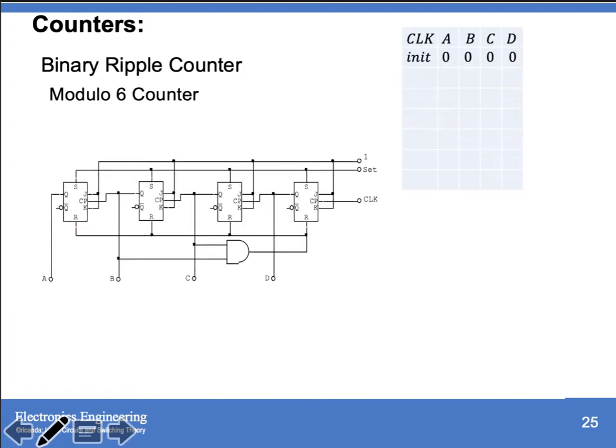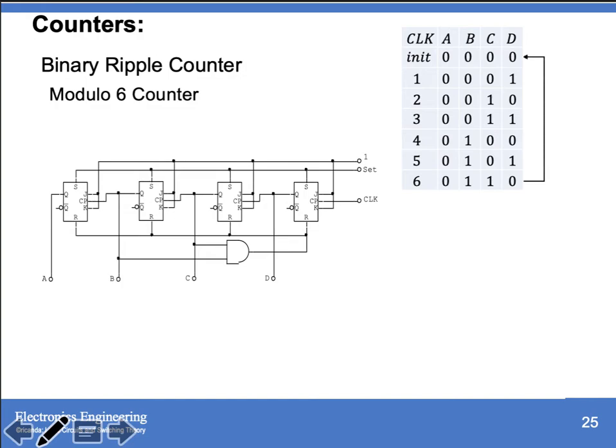Then we have a modulo 6 counter. So we have 1, 2, 3, 4, 5. When it is 6, that is 0, 1, 1, 0. So your AND gate is connected at C and B. When C and B are equal to 1, the output of your AND gate is connected to the reset input of all the JKs. So it will reset back to its initial.